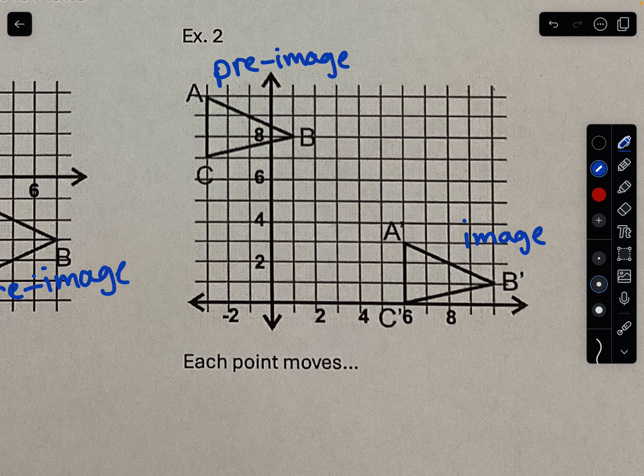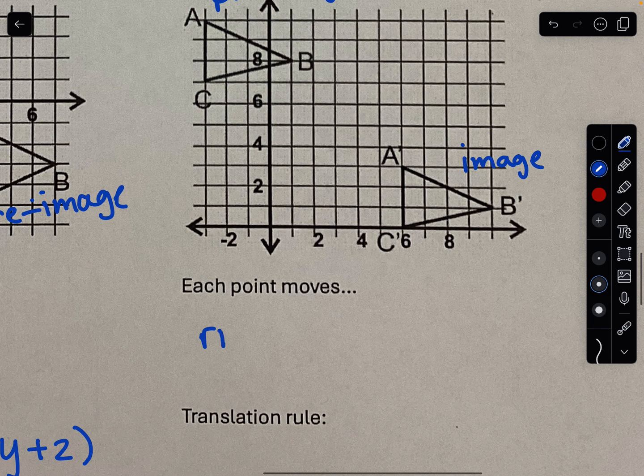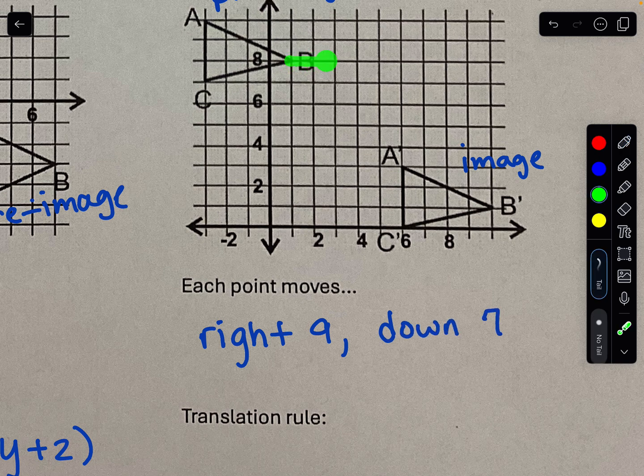So, again, it doesn't matter which point you use. You could use A, B, or C. Let's use B. So, how many left or right would I move first for B? 9 to the right. Good. So we're going to go right 9. And then up or down? Down. How many? 7. Down 7. Everybody see how we're getting that? So we start at B, count right 9, then we go down 7.